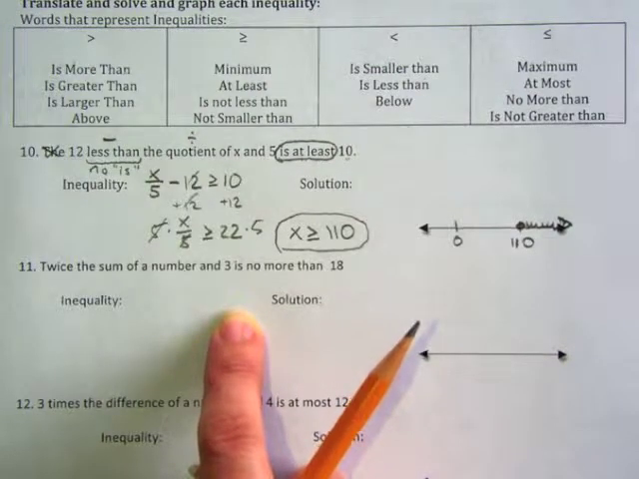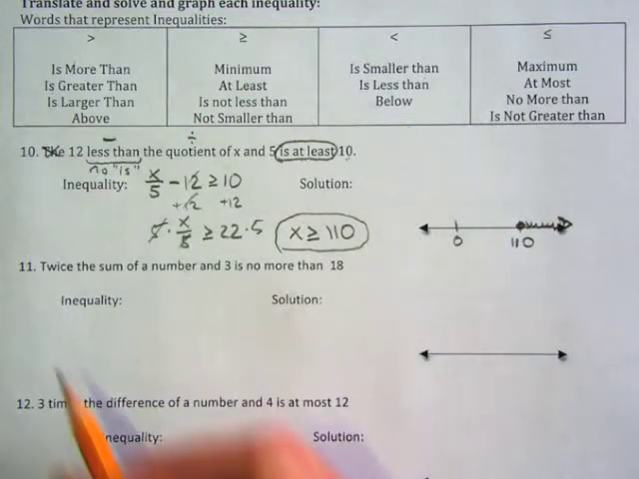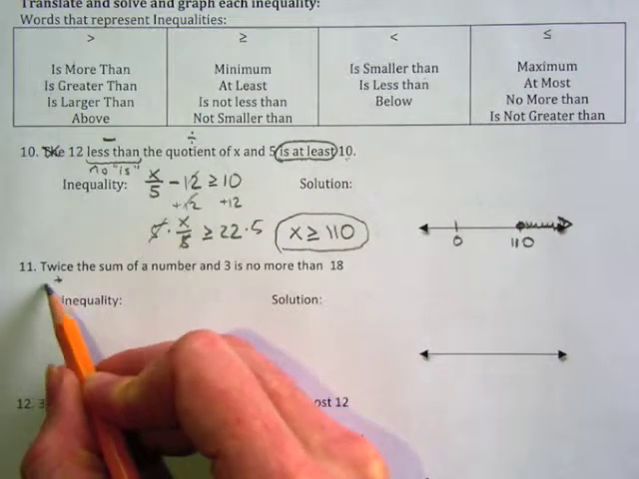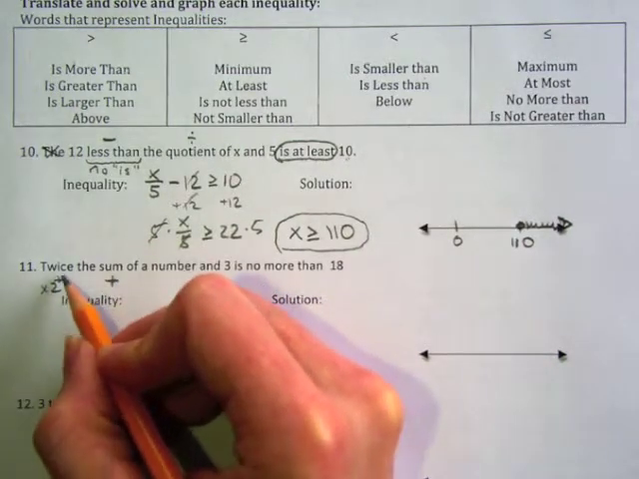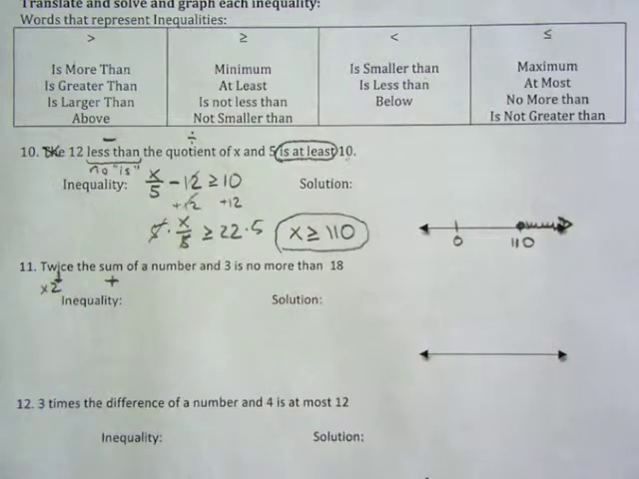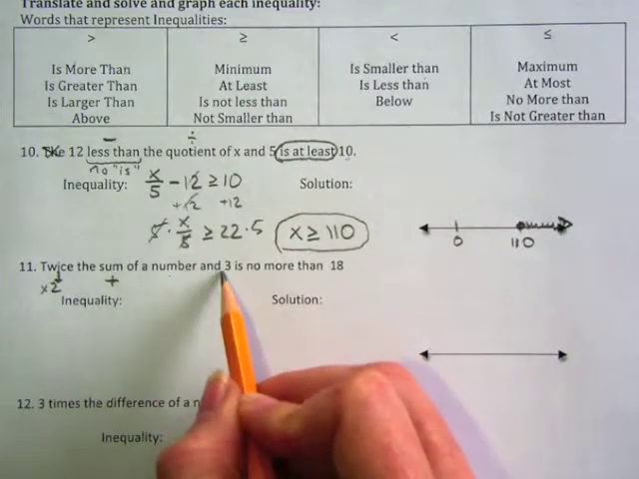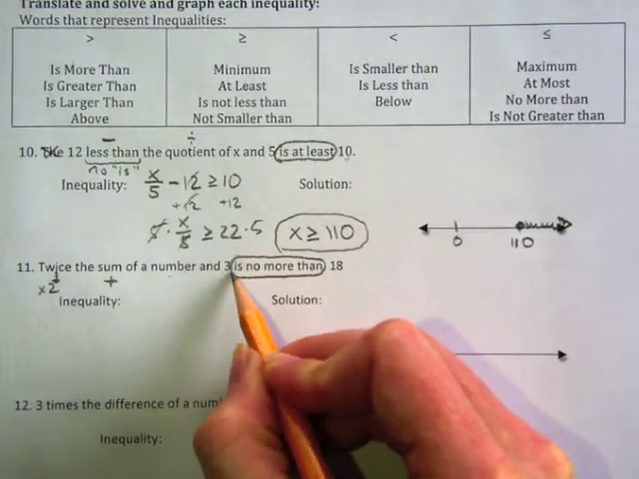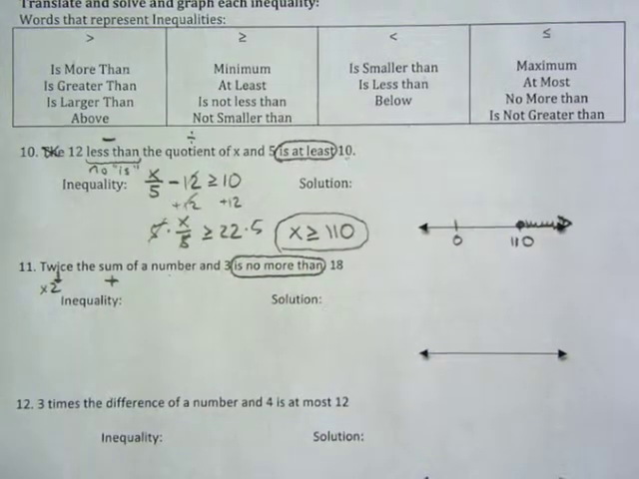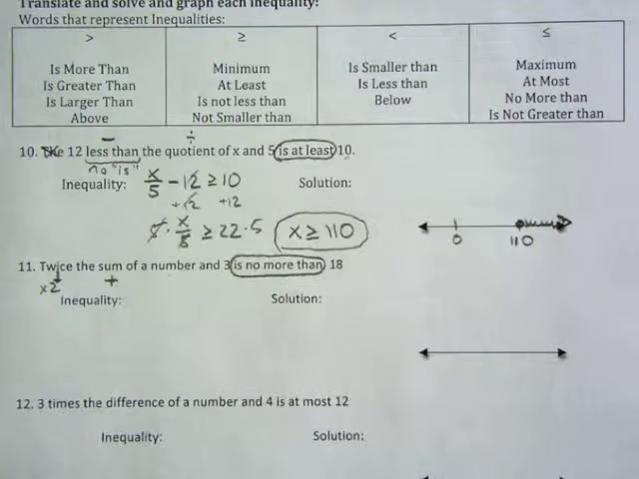Okay, welcome back. Hopefully, as you translated it, you recognized that twice means times 2. Sum is plus. And so what we're finding the sum of is a number and 3. And "is no more than," there are our key words. That word "is" really indicates that you have either an equals or an inequality. "Is" used often by itself means equals, but if it has "is something," we're going to have an inequality with it.